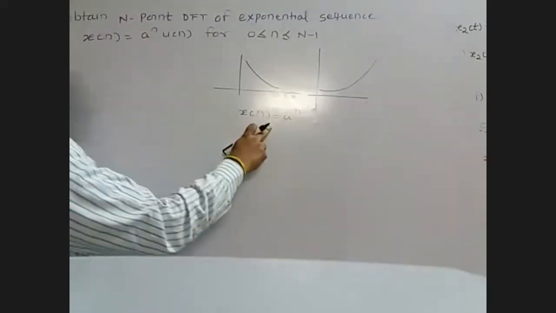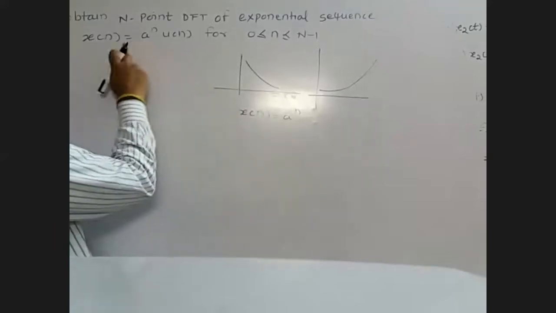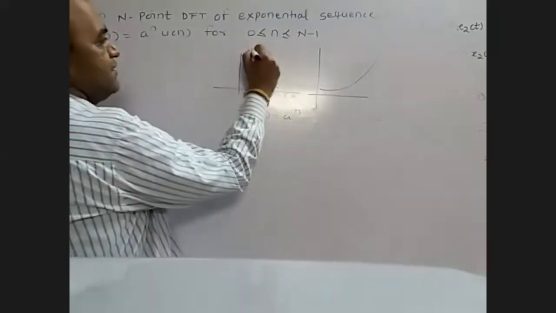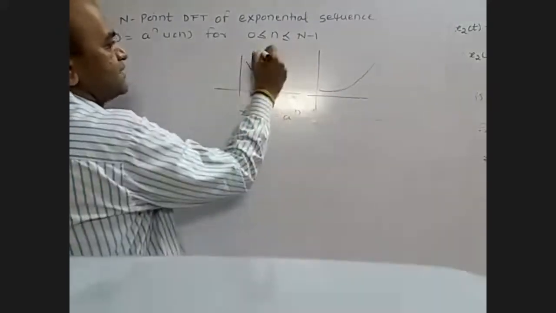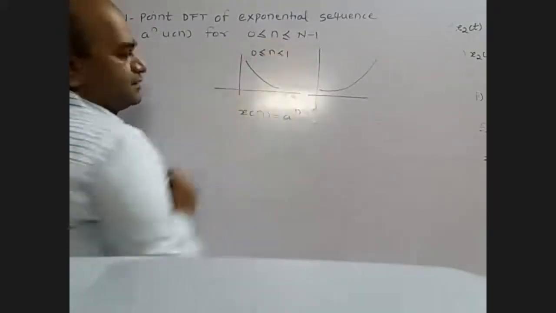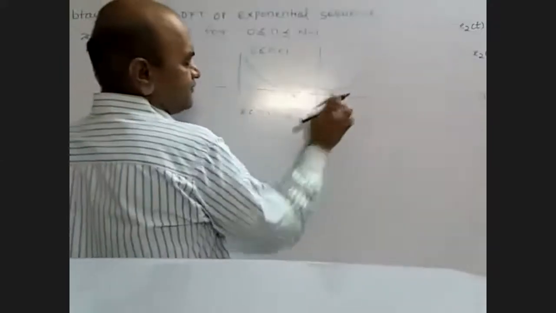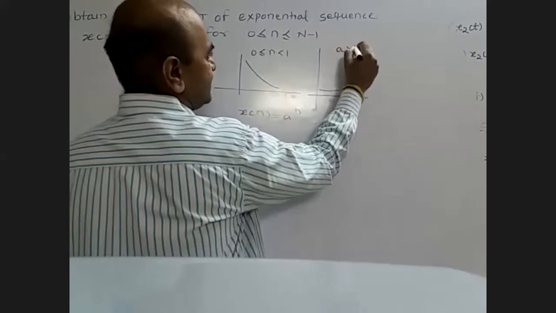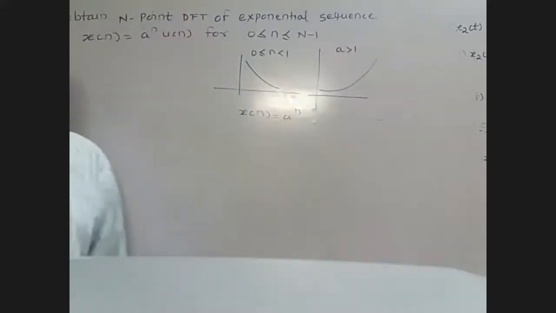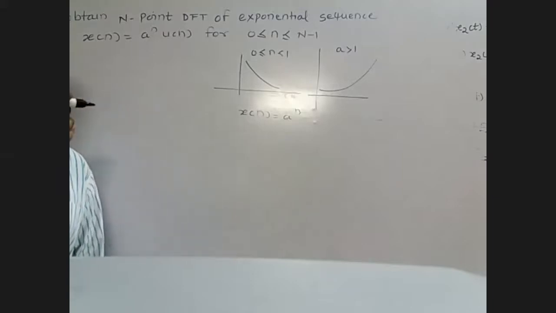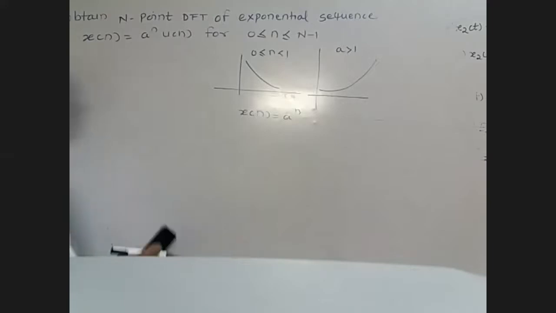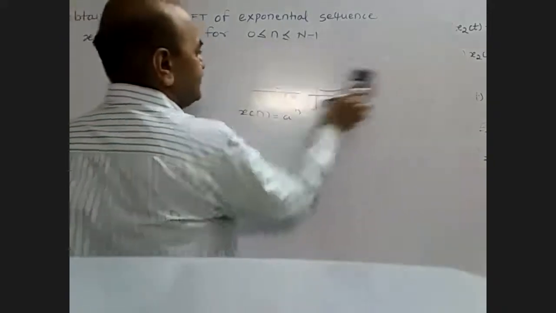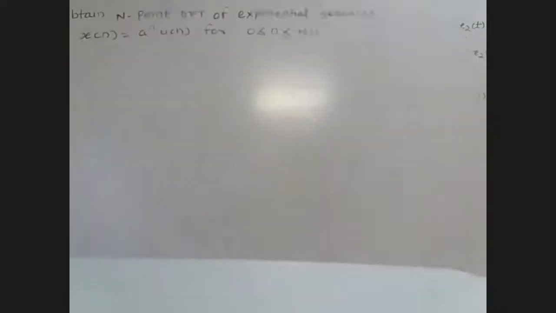In the same fashion, here the exponential signal x of n is shown. For a decreasing exponential signal, the value of a lies between 0 and 1. When the exponential signal is increasing, the value of a is greater than 1. So this is the basic fundamental behind the exponential signal. Now we are going to solve this exponential expression DFT.